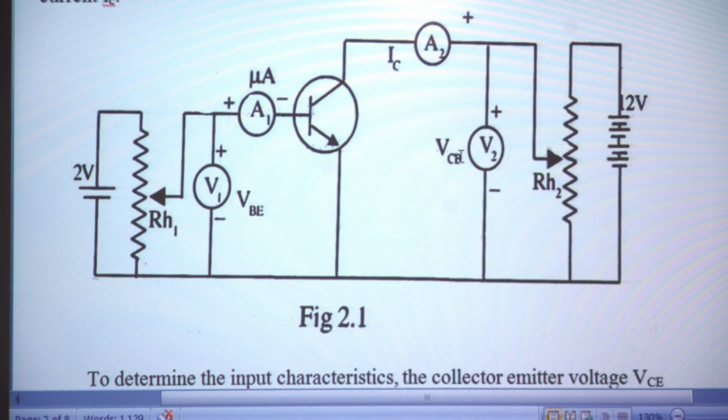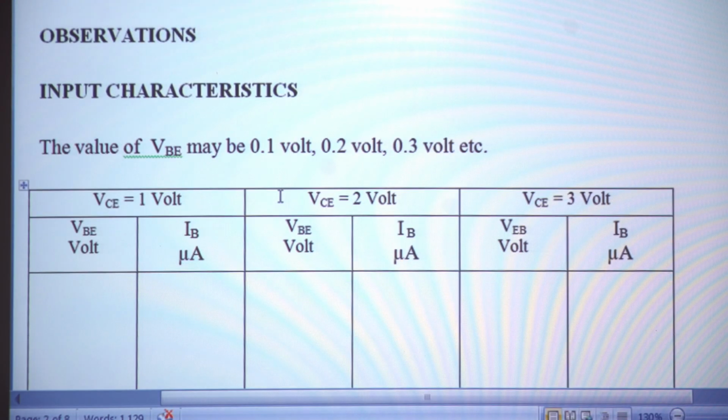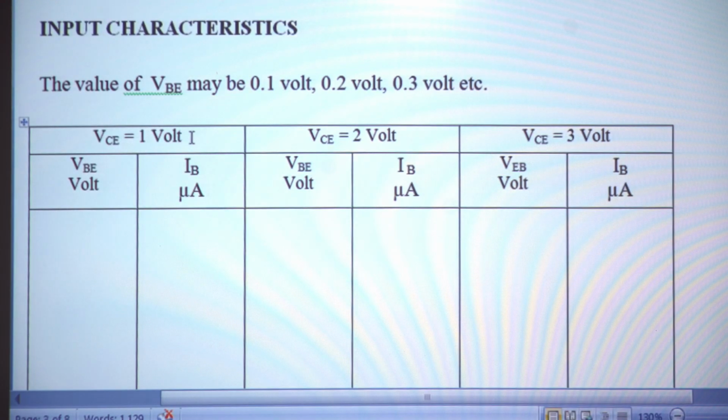Say it is constant at 1 volt with the help of the rheostat RH2. Now, RH1 is changing such that VB is changing. So, for each value of VBE, find the value of IB, the base current. Seeing that, we can see the tabular column: VCE is kept constant at 1 volt, VBE we are changing, and IB is determined.